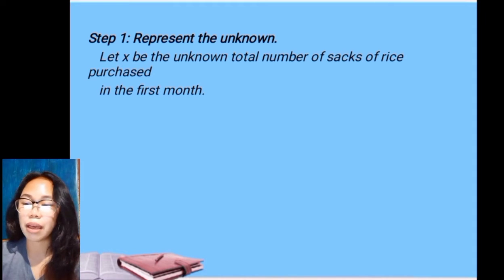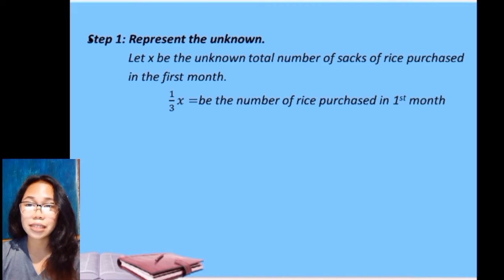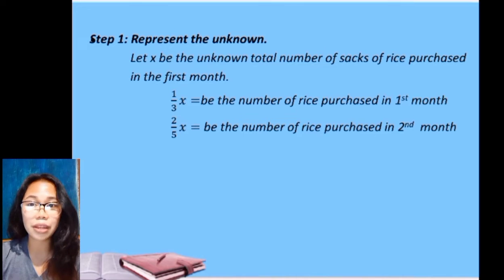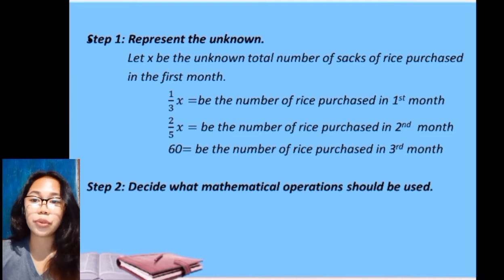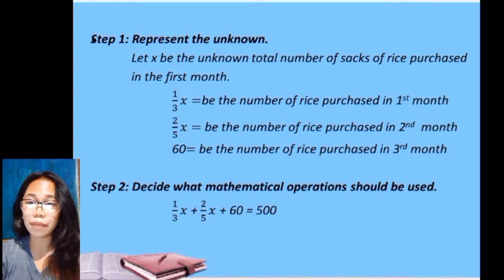Let x be the unknown total number of sacks of rice purchased. I use x as my variable, so we're going to illustrate the number. 1/3 x is the number of sacks of rice purchased in the first month, 2/5 x is the number purchased in the second month, and 60 is the number purchased in the third month. Next is step 2, decide what mathematical operations should be used. For this problem, we're going to use addition to know the total number of sacks of rice purchased in 3 months. This is the equation: 1/3 x plus 2/5 x plus 60 equals 500.